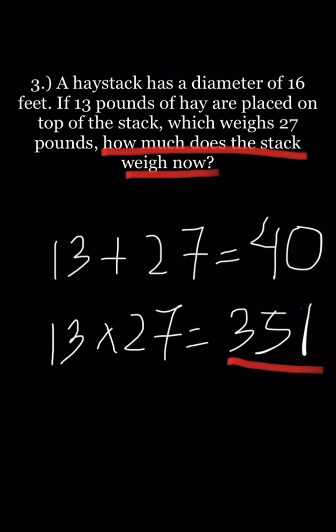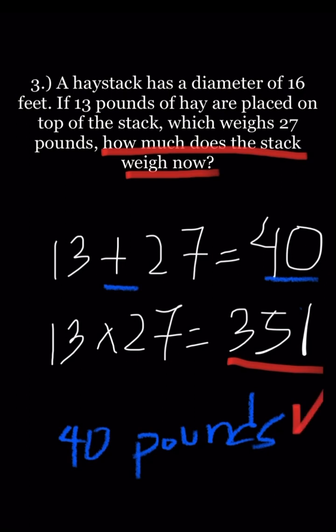Now if we use the multiplication operation and the result is 351 pounds, if you think about it, it won't make sense, because that's too much weight. But if we use addition, the result is 40, which gives us a reasonable answer. So meaning to say, for this item, the answer is actually 40 pounds. And if you're confused about the diameter, this is just extra information, and we don't need it to solve this item. All we need to do is add these two numbers, and that's all.